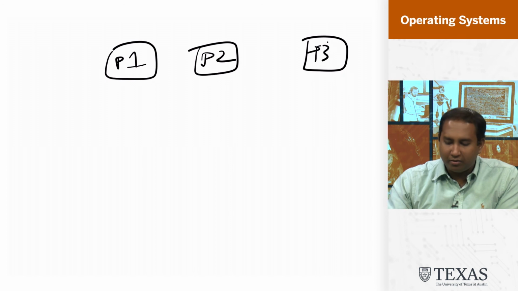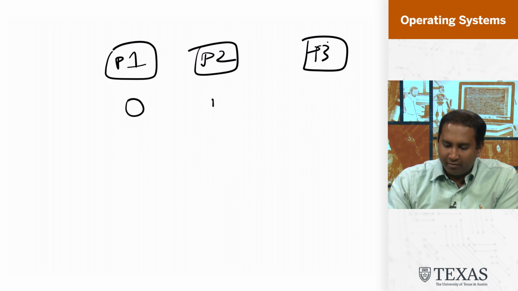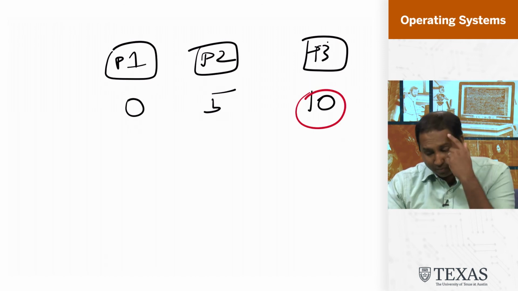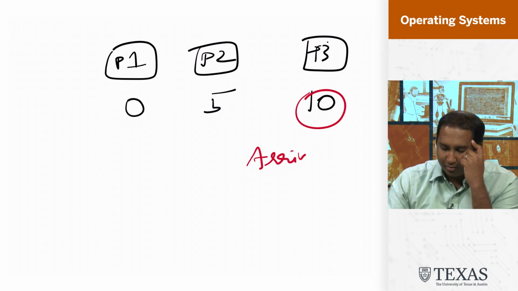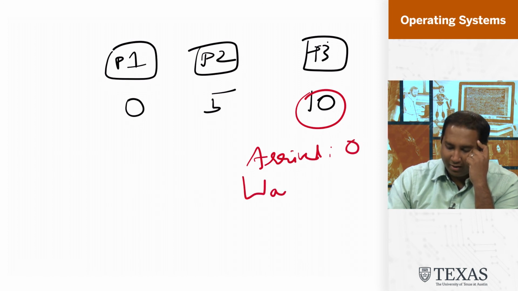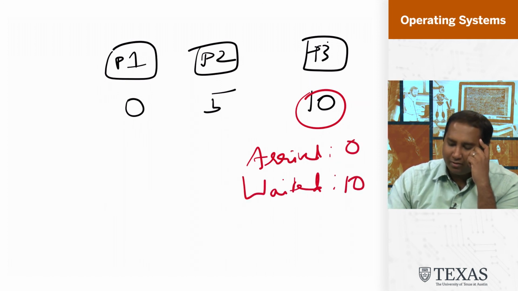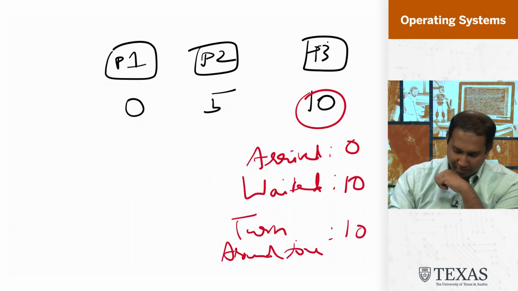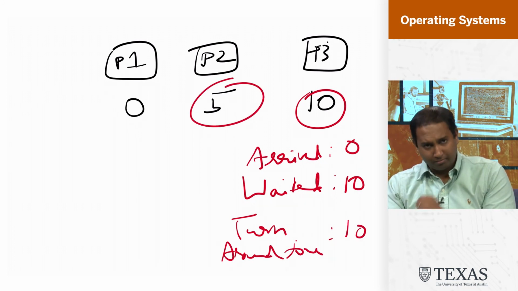So you have three processes, P1, P2, and P3. Let's say we execute P1 first, and then 5 seconds later P2, and then 10 seconds later P3, right? They all arrived at time 0. So the turnaround time is basically 10. The process P3 arrived at 0, and then it waited until 10. The difference between these two things is your turnaround time. Turnaround time for process P2 is 5, and P1 is 0.